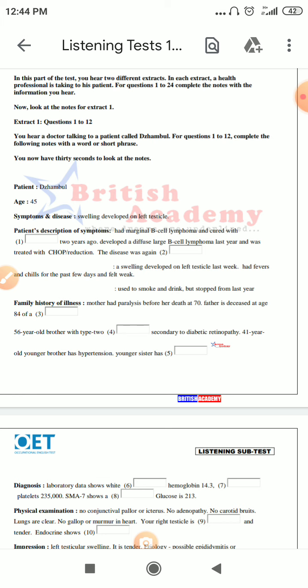I had a marginal B cell lymphoma and cured with dash 2 years ago. Dash 2 years ago, with medications or surgery, whatever it might be. So developed a diffuse large B cell lymphoma last year and was treated with CHOP reduction. The disease was again reformed. Maybe the answer may be reformed or something like that. The disease was again, what happened to that? So we need to listen to the audio to hear what they are talking about.